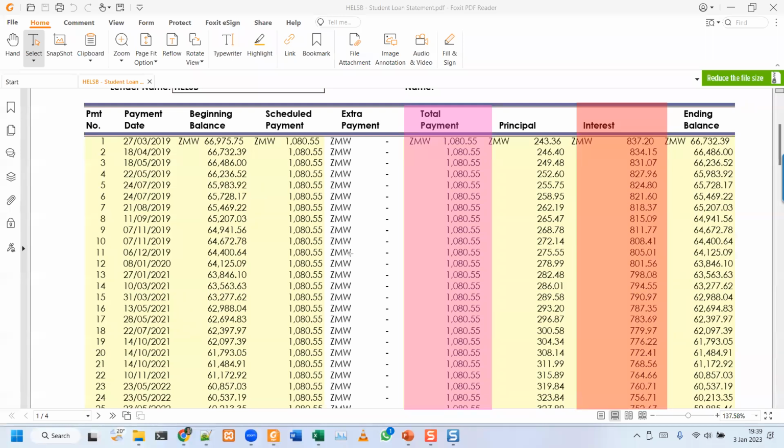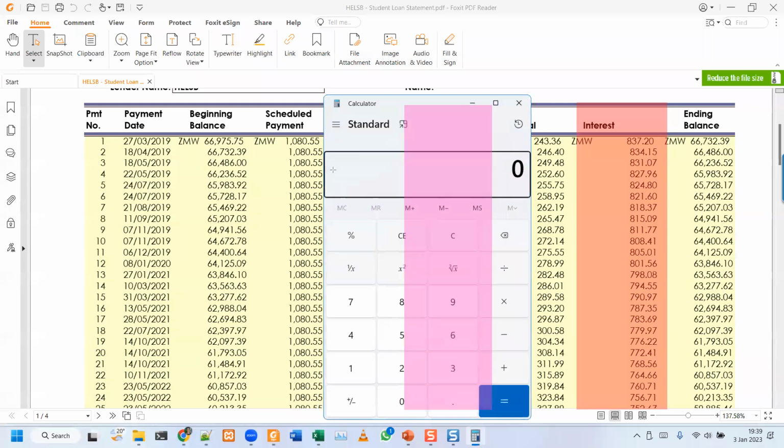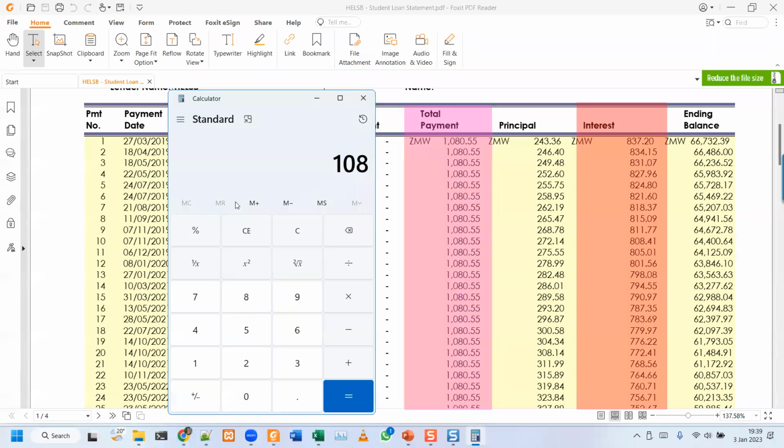So what it is the following. When you look at these 2, I hope I can move this. When you look at the 1,080 kwacha 55 ngwee, this amount is going to be split into 2 portions. There's a portion that is going to be dedicated to paying down your principal, meaning the original amount that you borrowed, versus the interest, the amount of money that you are to pay on top of your principal. So this is how this is divided.